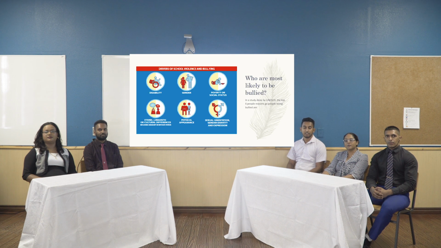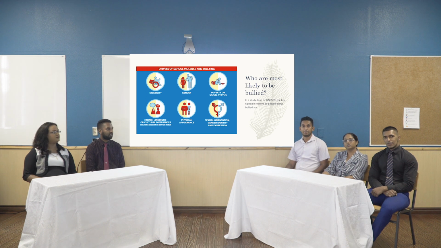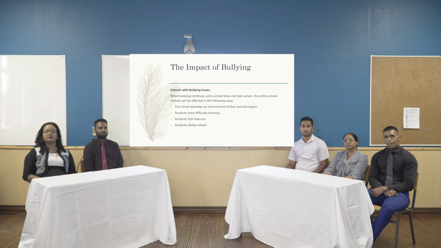Who are most likely to be bullied? Persons with disability, different gender, poverty and social status, ethnicity, linguistic or cultural differences, physical appearance, or sexual orientation, identity. The impact of bullying: schools with bullying. When bullying continues and a school does not take action, the entire school climate can be affected. The school develops an environment with fear and disrespect. Students have difficulty learning, students feel insecure, and students dislike the school.